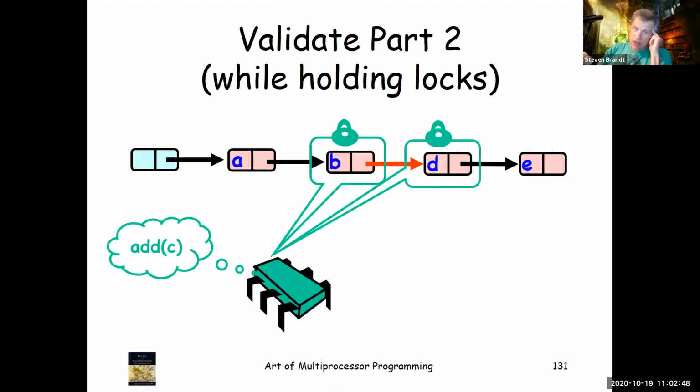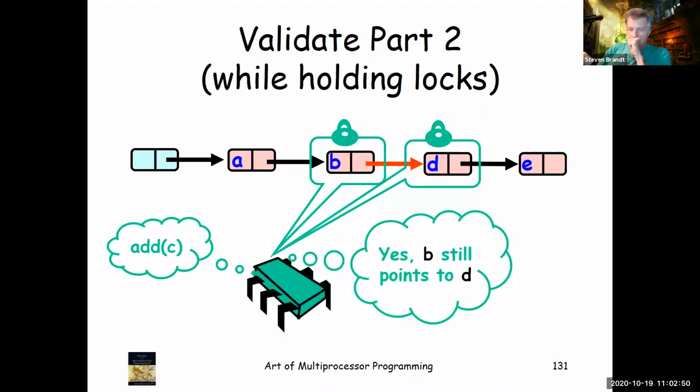So the other part of validation while holding the locks is we're going to check that B still points to D. So we've checked two things. First, we can reach B from the head, and second, that B still points to D. And only if those two things are true are we safe. Any questions? Does anyone need to see that again?